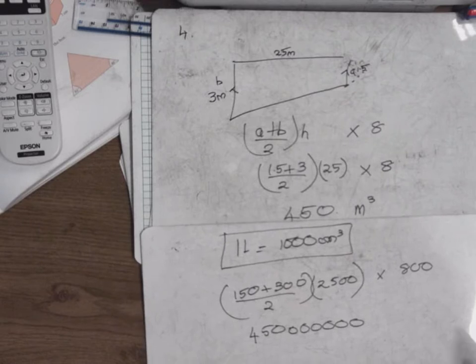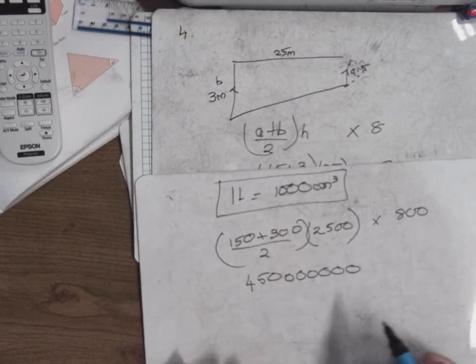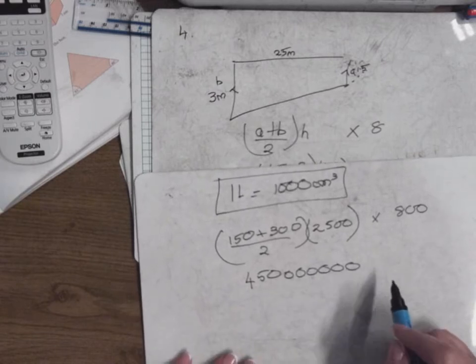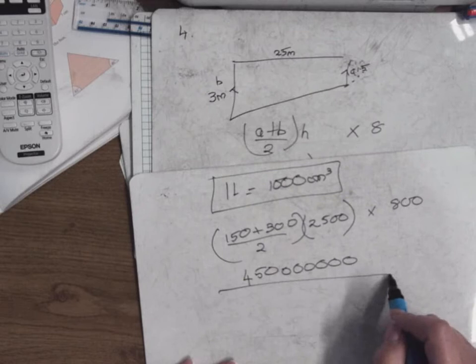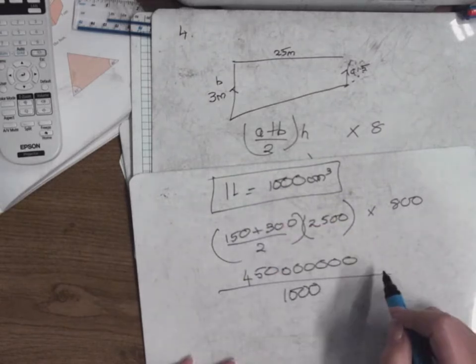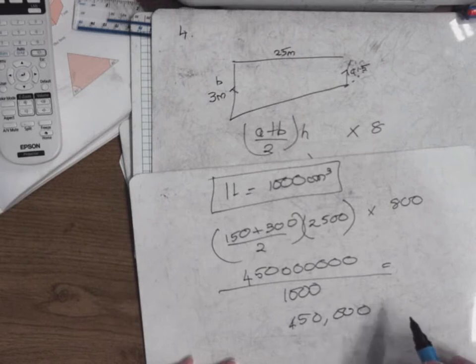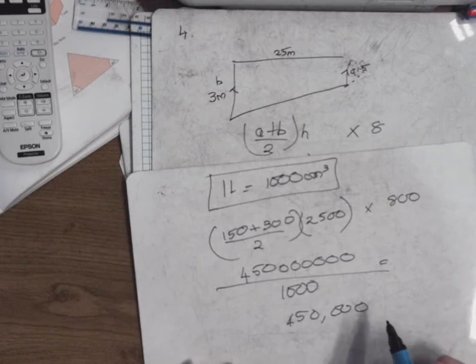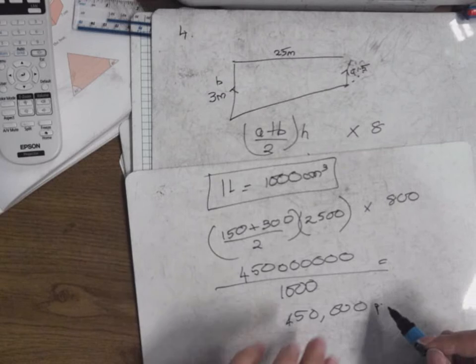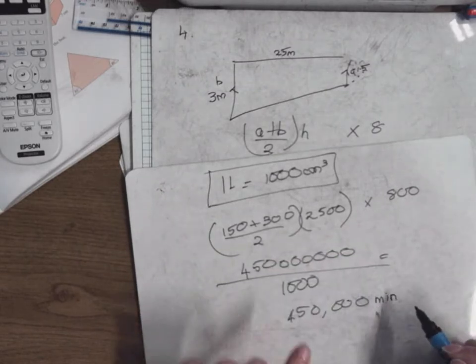Is that right? Is it 450 and 6 noughts, or 45 and 6 noughts? No, 450 and 6 noughts, right? Okay, 1, 2, 3, 4, 5, 6. I know that 1,000 centimeters is 1 litre, so if I divide by 1,000, that will be 450,000, right? Per minute, because every minute 1,000 centimeters cubed goes in.